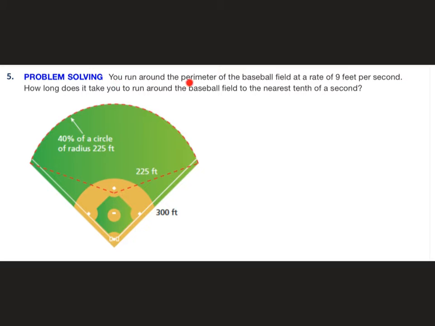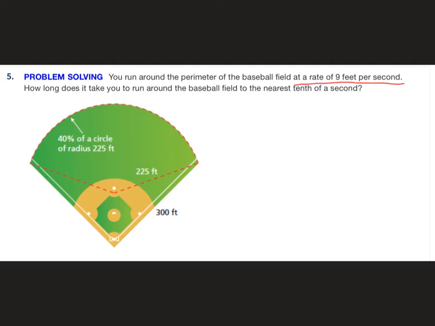You run around the perimeter of the baseball field. So the perimeter of the baseball field, remember perimeter is the outside, perimeter is the fence, area is everything inside of it, right? So we're going to run around the perimeter of the fence, okay? And it gives us some information about how to find that. We run around the perimeter at a rate of 9 feet per second. So that's worth noting, okay? So at a rate of 9 feet per second. So what that tells me is we're going to run 9 feet per second.